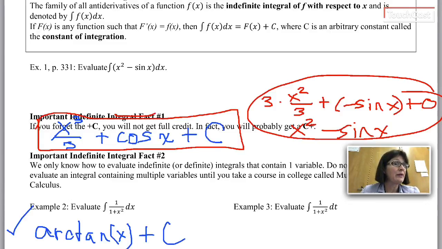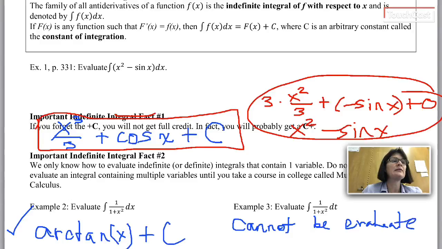But if you look at example 3, can I find the antiderivative of 1 over 1 plus x squared with respect to t? Now I have an integral with two different variables. Somebody is messing with you, or somebody made a typo, it's been known to happen, or something has gone wrong while you were trying to write this integral. So this cannot be evaluated. They will never do this to you on the AP test.